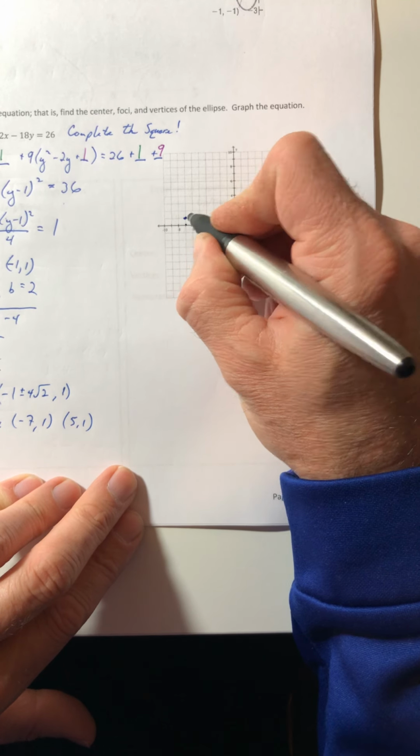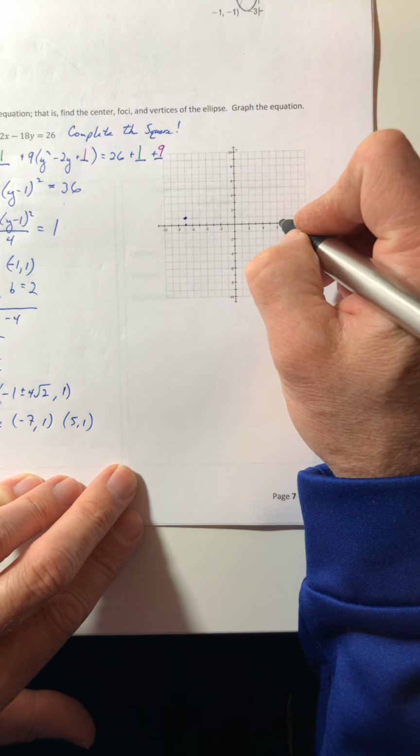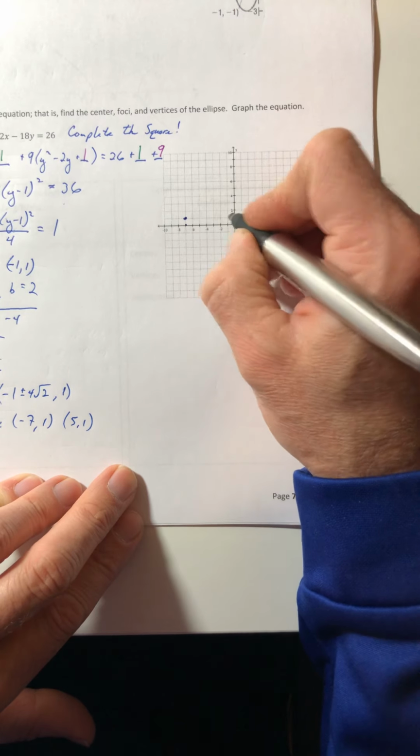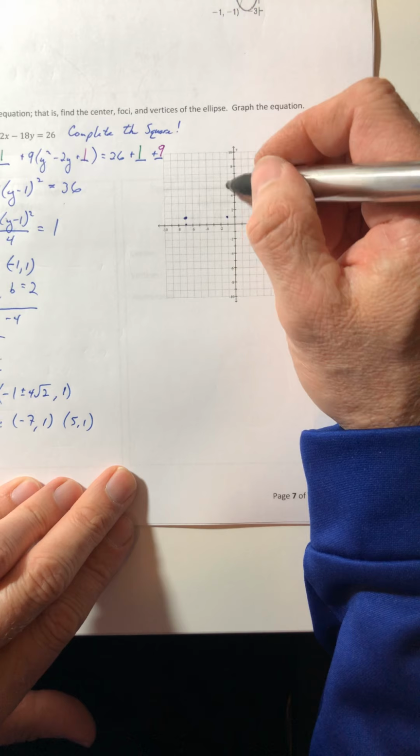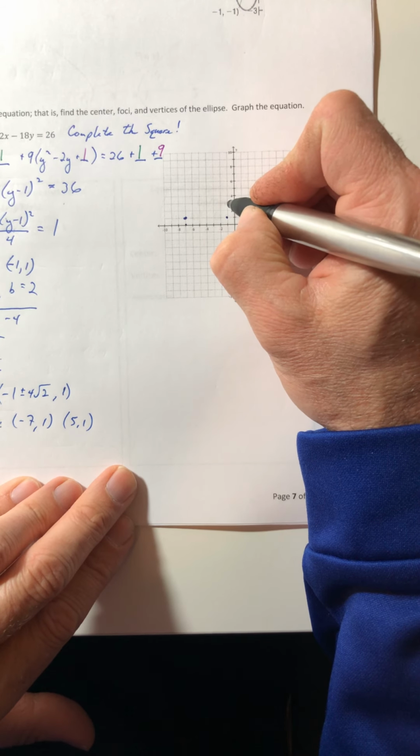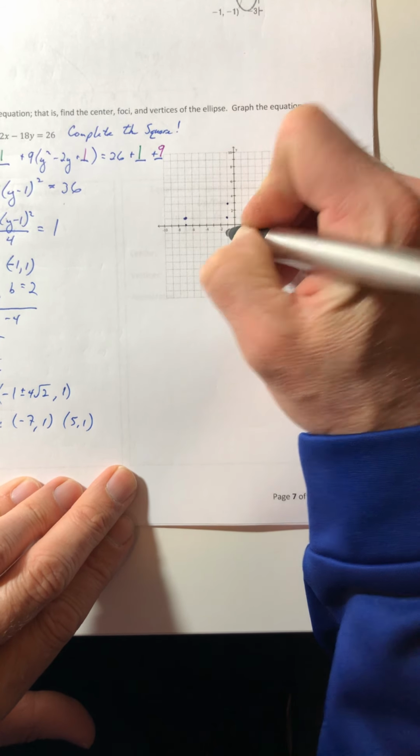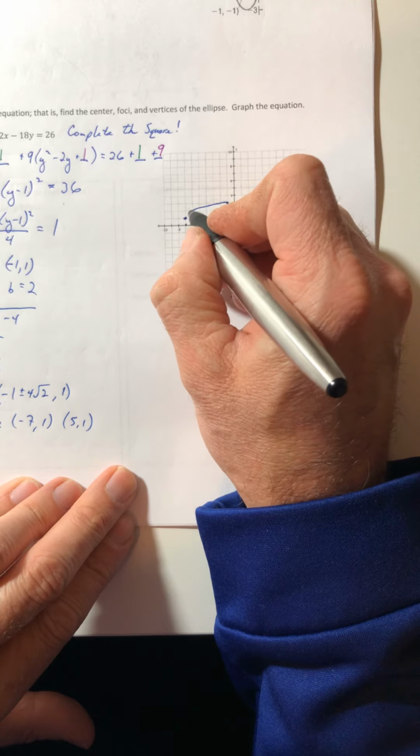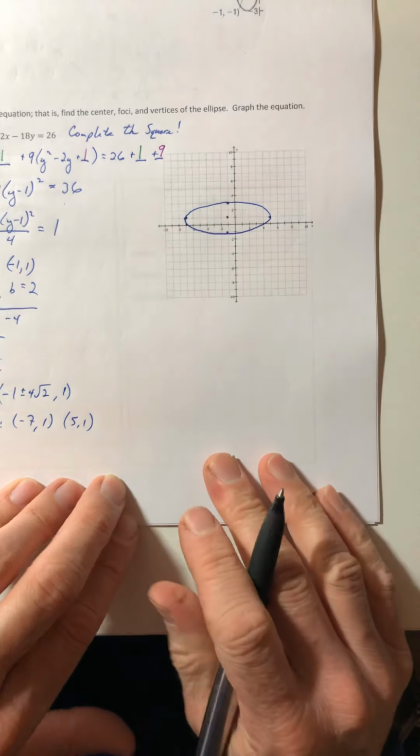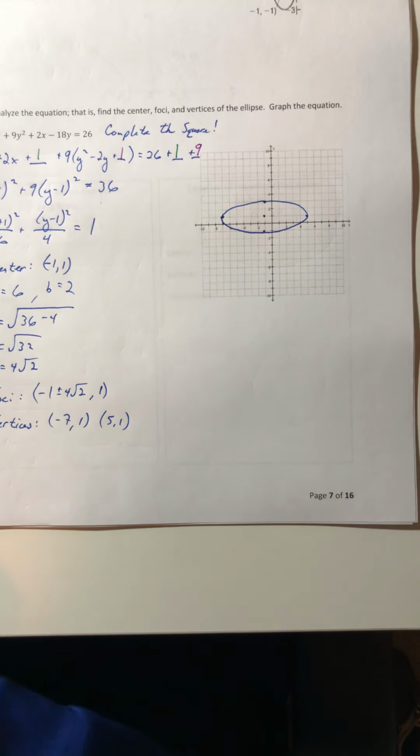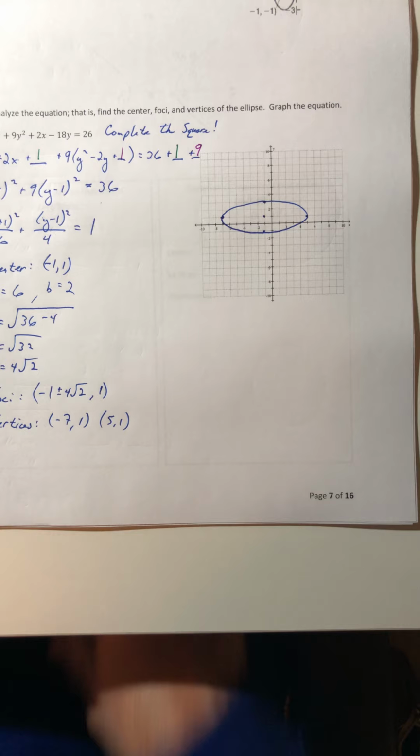So -7, 1, 5, 1, -1, 1. And then the b, just go up and down by the b. And there's your ellipse. All right, so that'll do it for 10.3. In the next section, 10.4, we're going to look at hyperbolas.